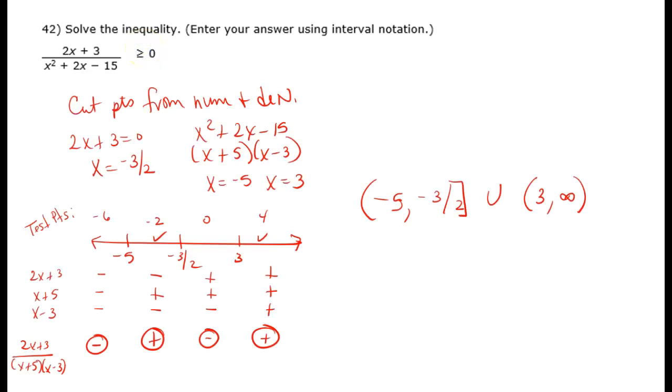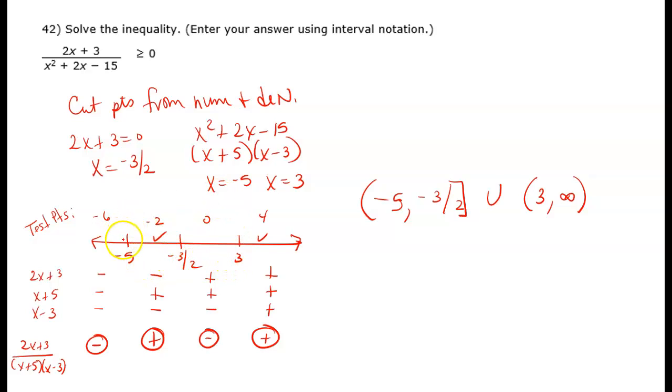asked to solve. In order to solve this, you need to find your cut points. You get the cut points by setting the numerator and the denominator each equal to 0 and solving. The numerator is a linear expression, so you're able to solve that and get -3/2, which is one of your cut points. The other, you'll factor your denominator, and when you factor it, you're going to get x plus 5 and x minus 3. Set those equal to 0, and you'll get -5 and +3. So we have three different cut points that I'm going to put here on this number line.